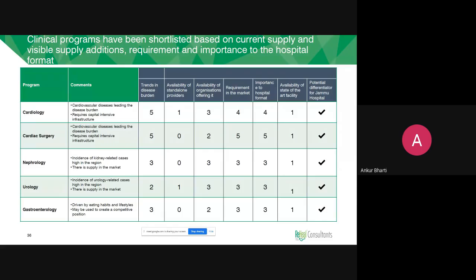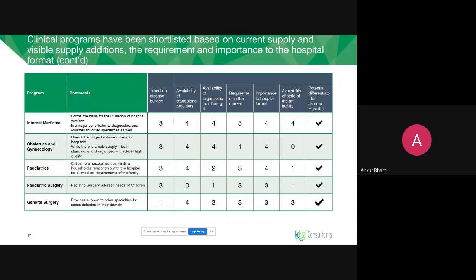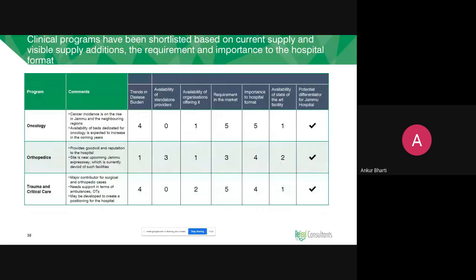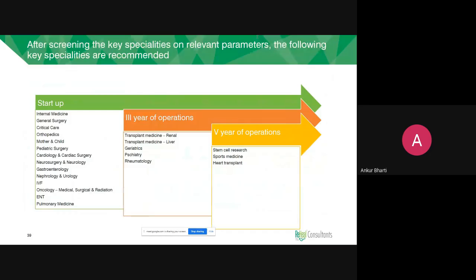So we did not expect to get this answer, but as I was saying, many of the interviews we try to keep open-ended rather than highly structured questionnaire-based interviews, because some of these answers we cannot expect at times. So keeping interviews open-ended, especially with the doctors, always helps. So this was the specialty defining, which are the potential specialties which can be put into the hospital.